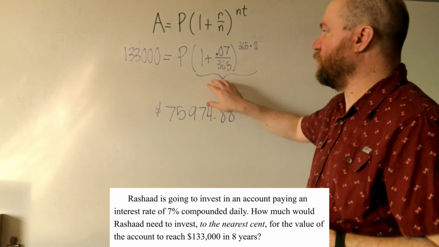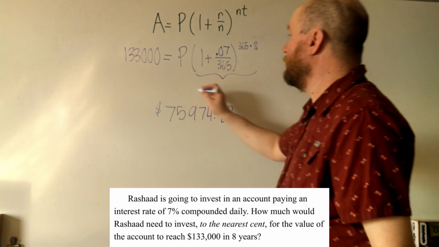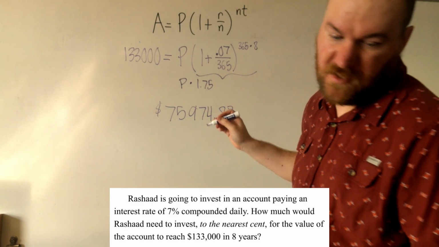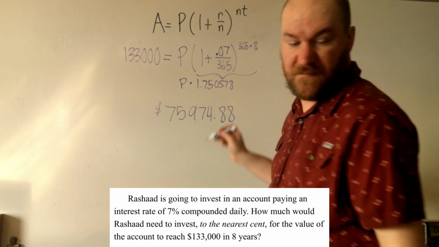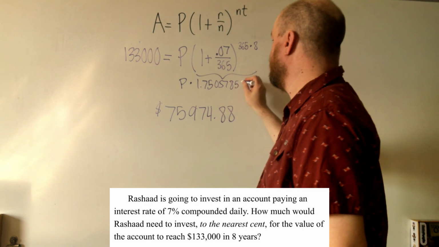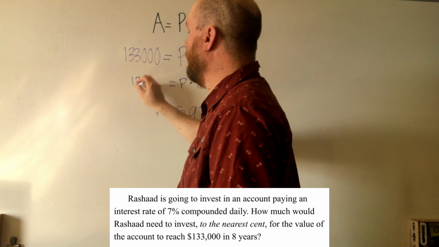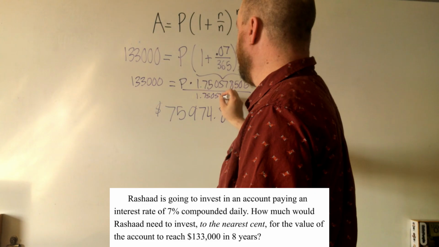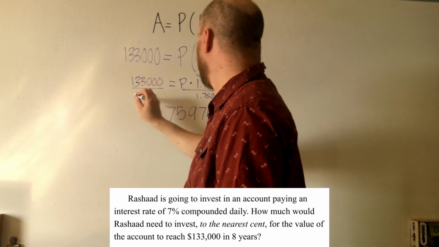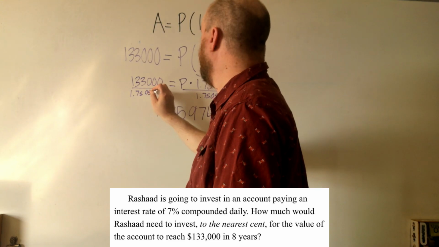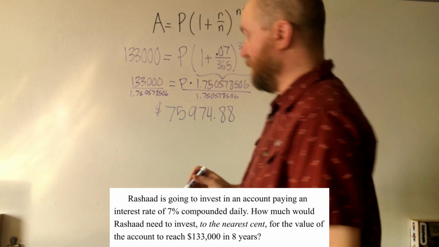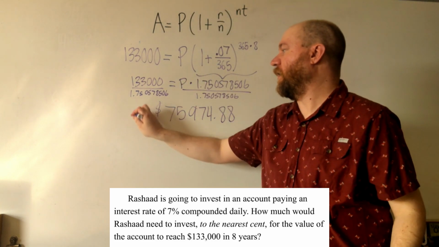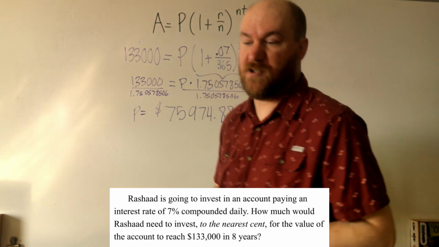And if you did want to show some work here, you can do this. P times 1.750578 and so on equals 133,000. And we're just going to divide by 1.750578. See why I didn't want to write that? Because that's a really long decimal. So that's the process that got us to this P value all by itself. All right, good job.